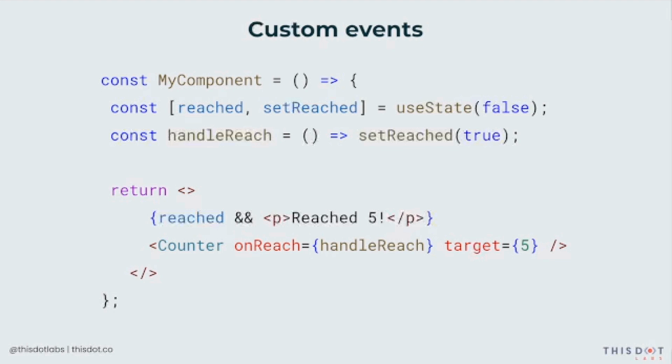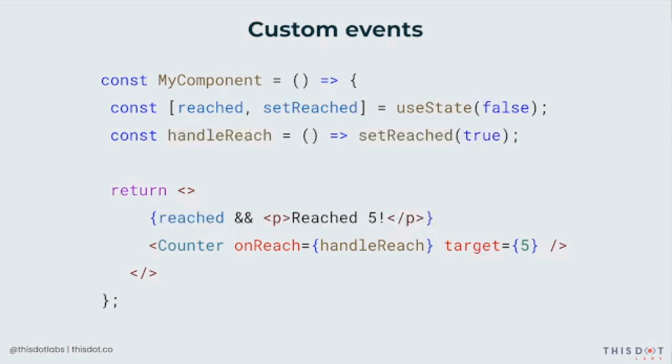This will tell React that the local state has changed and my component needs to be re-rendered. It will render reached as true, and therefore it will render our paragraph reached 5. We have now successfully combined two components with each other by using this command pattern or using a custom event without doing any hard binding to these two components.